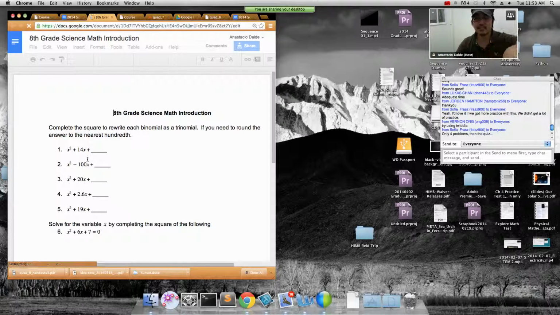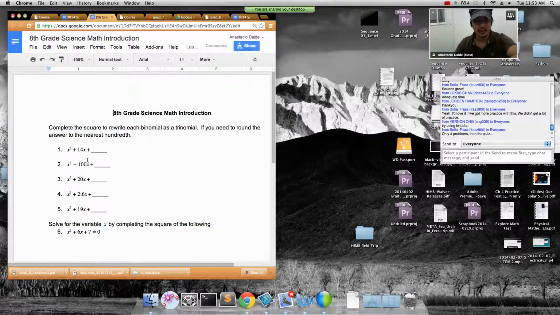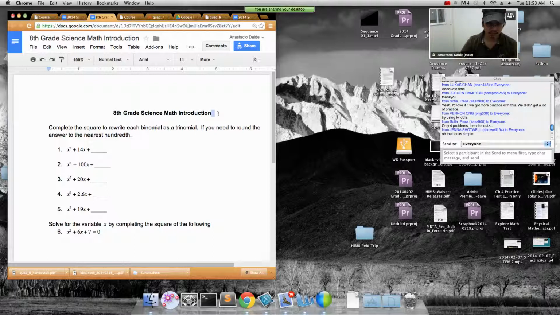See, the problem is, it's not that I can't connect to the internet. It's that the computer that I need that has the pen capabilities I don't have access to. So here's the homework.